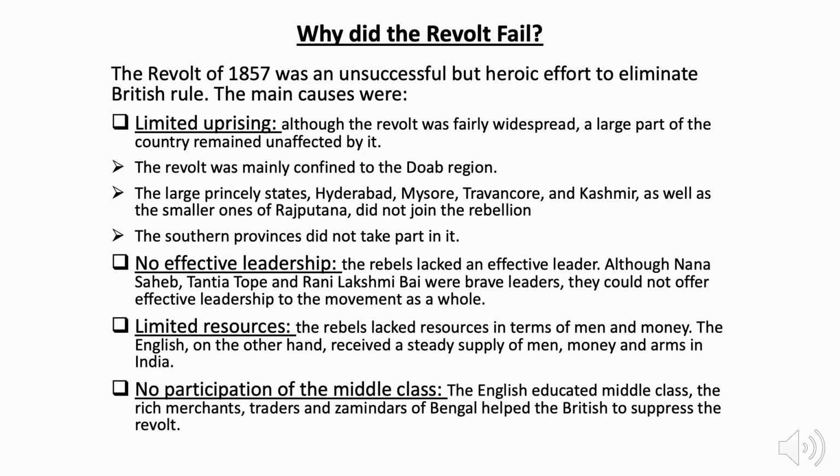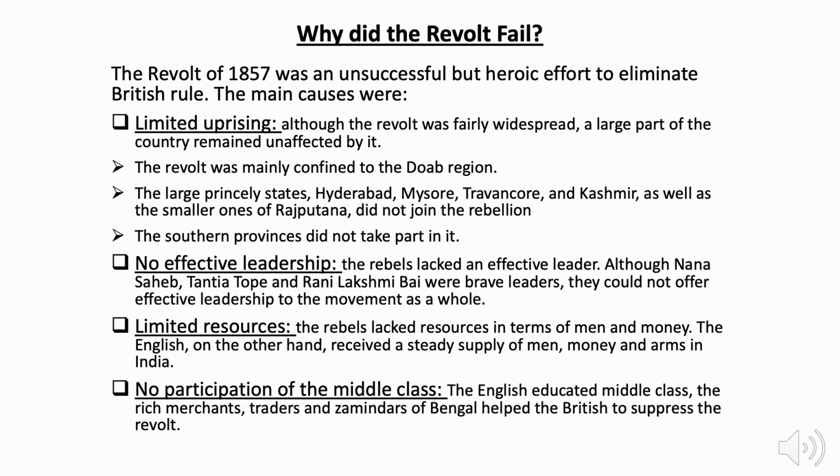Why did the revolt fail? The revolt of 1857 was an unsuccessful but heroic effort to eliminate British rule. The main causes were as follows. Limited uprising: although the revolt was fairly widespread, a large part of the country remained unaffected by it. The revolt was mainly confined to the Doab region.